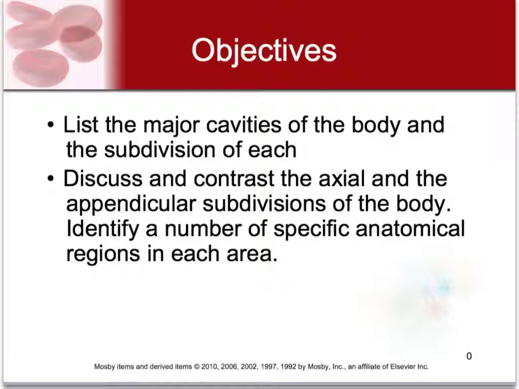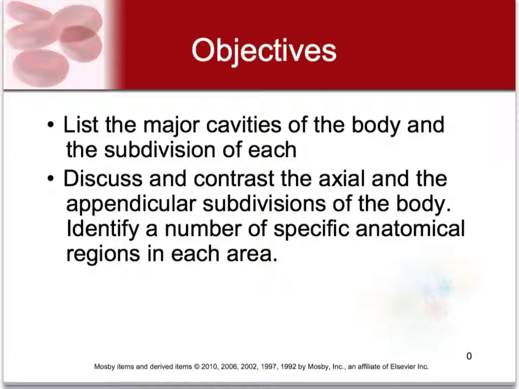You guys are going to be able to list the major cavities of the body and the subdivisions of each. You're going to learn a whole lot here in a short amount of time. You're going to discuss the contrast of the axial and the appendicular subdivisions of the body. And what that means is, the skeleton has an axial skeleton. Axis, just think about the axis of the earth. The axis goes down through the middle. The same thing with your axial skeleton. It goes down through your middle. And then the appendicular, an appendage is anything that hangs off from the middle. So that's what appendicular subdivision means.